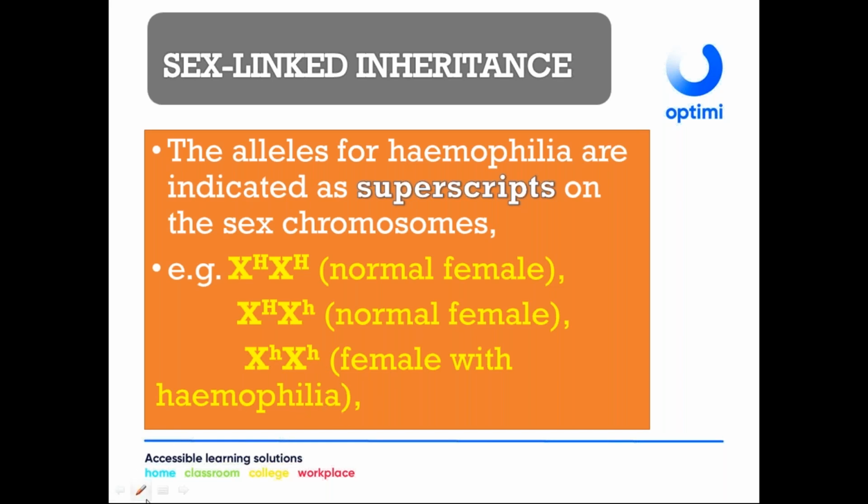What will happen for a male then? Remember, the sex chromosomes of a male are XY. Because this is a sex-linked inheritance, we know that it is only carried on the X chromosome. So a normal male will have a capital letter H in the superscript, and a male with hemophilia will have a small letter h. A male does not have the luxury of having a heterozygous allele like a female, because they only have one X chromosome in their cells.